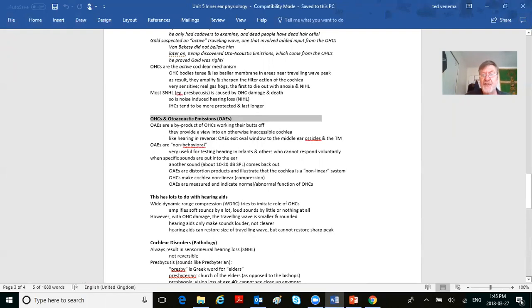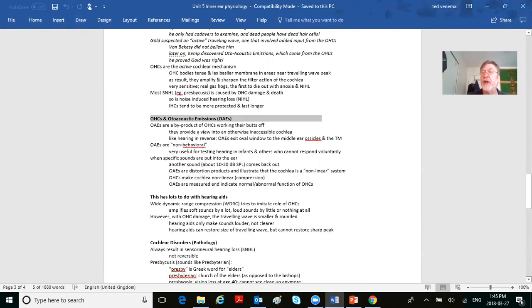So when specific sounds are put into the ear, another sound, about 10 to 20 dB, comes out. They are distortion products, and they illustrate that the cochlea is a nonlinear system. In other words, it amplifies. Outer hair cells make the cochlea nonlinear. Compression. What does that mean? They work at certain intensities, and then they don't at other intensities.